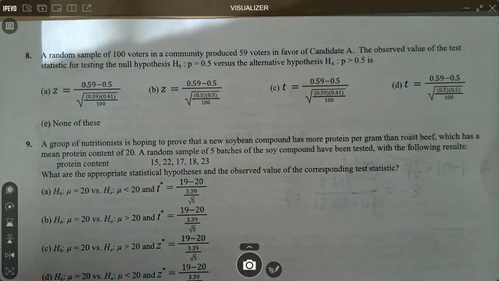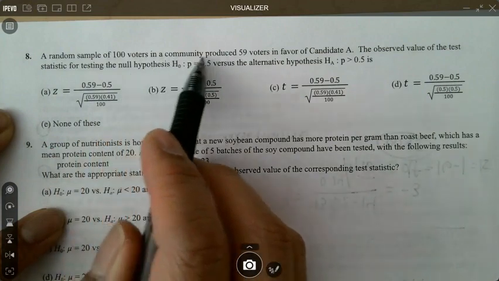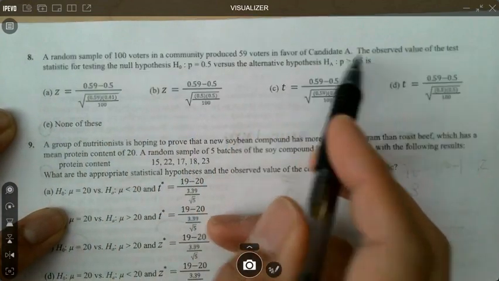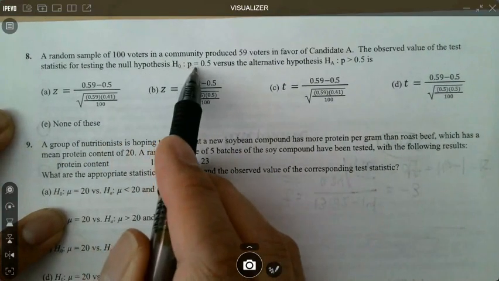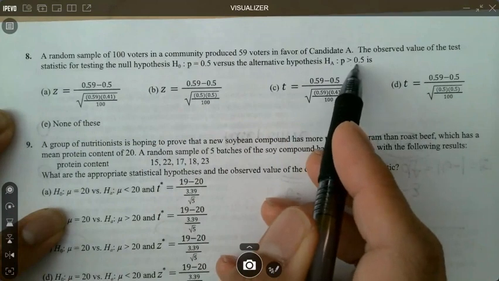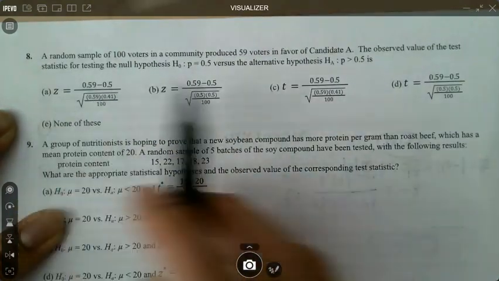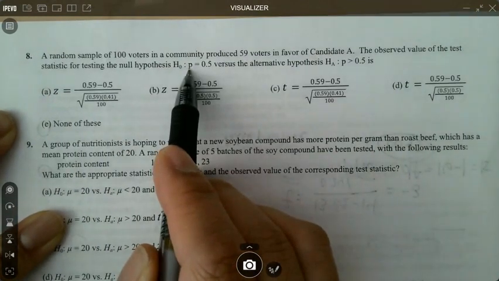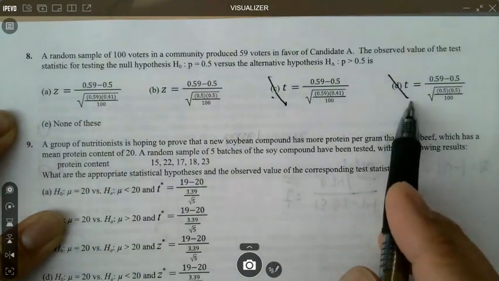All right, the next question is question number 8. So it says a random sample of 100 voters produced 59 voters in favor of candidate A. Observed value of the test statistic for testing the null hypothesis is p equals 0.5 versus the alternative p is greater than 0.5. So we want to find the test statistic. So first thing we need to do is determine if we're using Z or T. So in this particular problem, since we're dealing with proportions, we know that we have to be using Z. So I'm going to cross out C and D since those are both T.